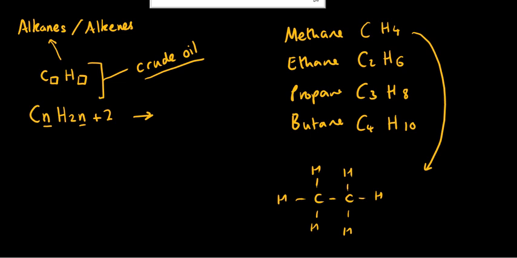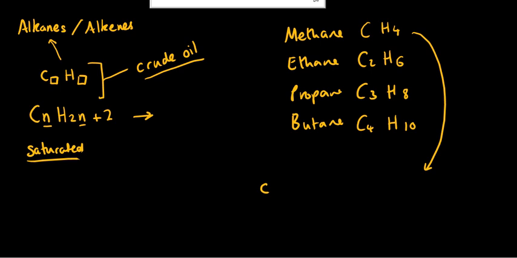Often what we say about the alkanes is that they are saturated. The reason why we say that they're saturated is because all of the carbons are surrounded by hydrogens. So pause the video and have a go at seeing if you can draw what propane should look like. Okay, so hopefully you've done that. Propane is 3 carbons with hydrogens surrounding the 3 carbons like so.